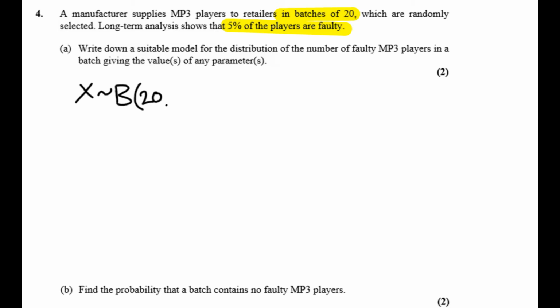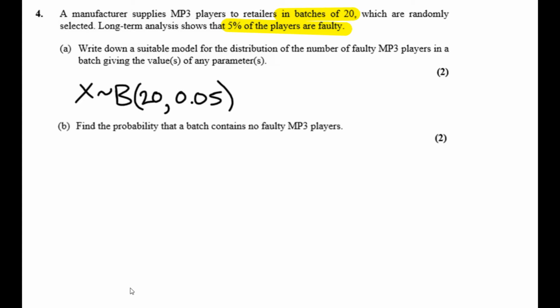My n value is 20 and my p value is 0.05. Okay, so those are my parameters. N equals 20 and p equals 0.05. Just writing binomial would be worth just 1 mark, but here I've specified the parameters in the usual format we would expect them to be defined.